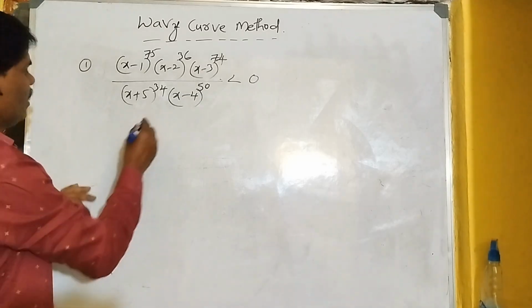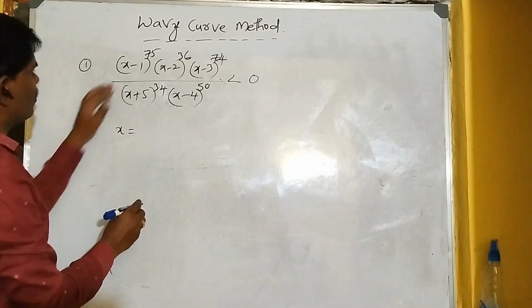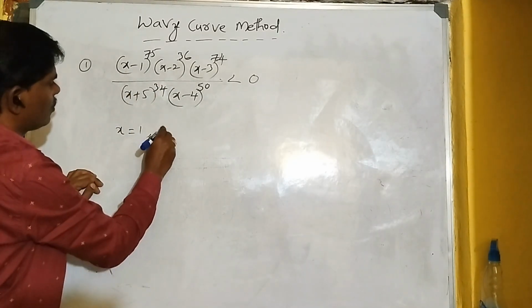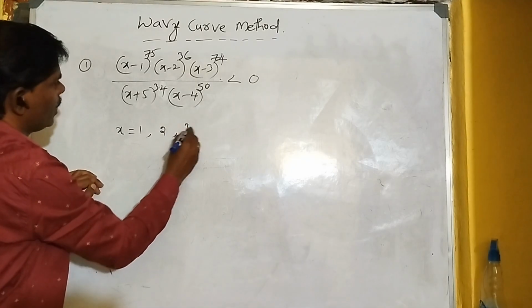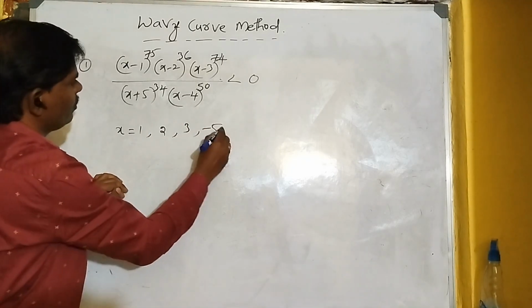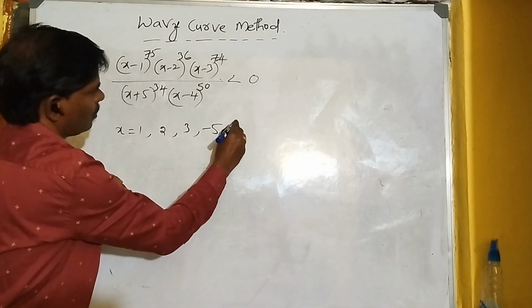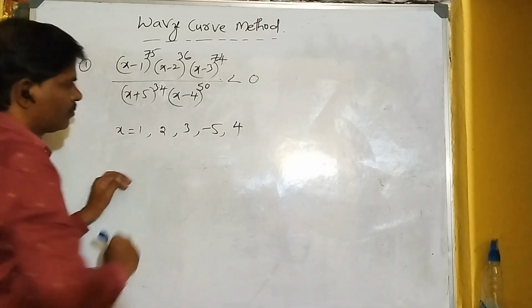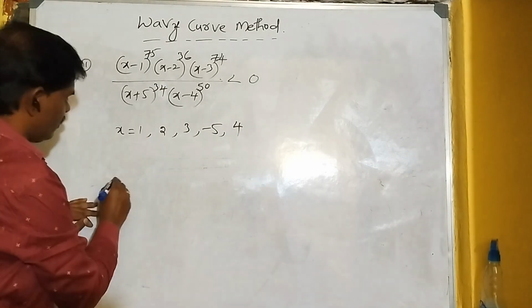Okay, listen here. What are the x values? x is equal to 1, x is equal to 2, x is equal to 3, x is equal to -5, and x is equal to 4. Draw the number line. This is the number line.